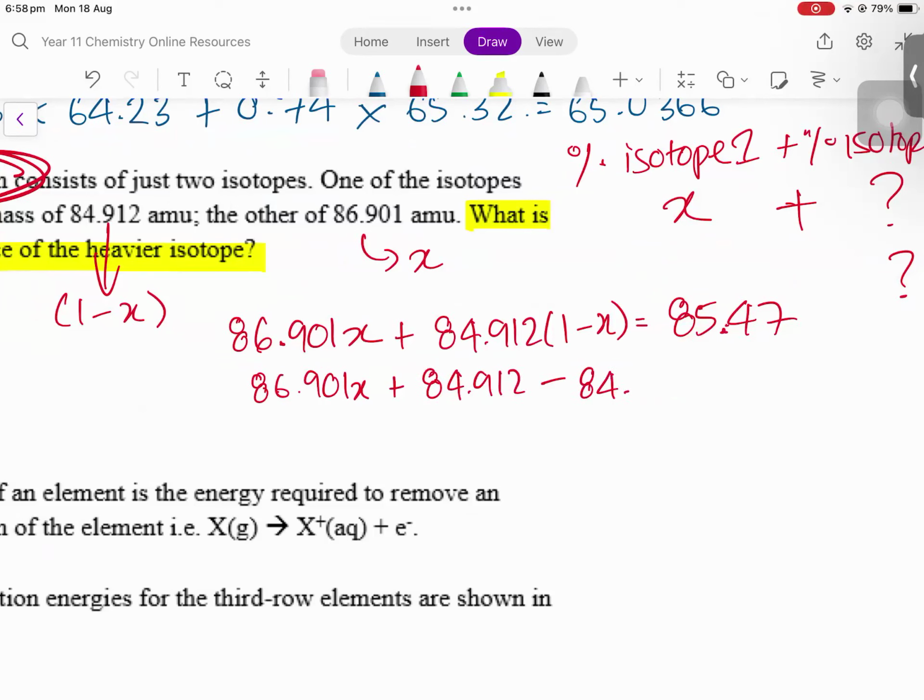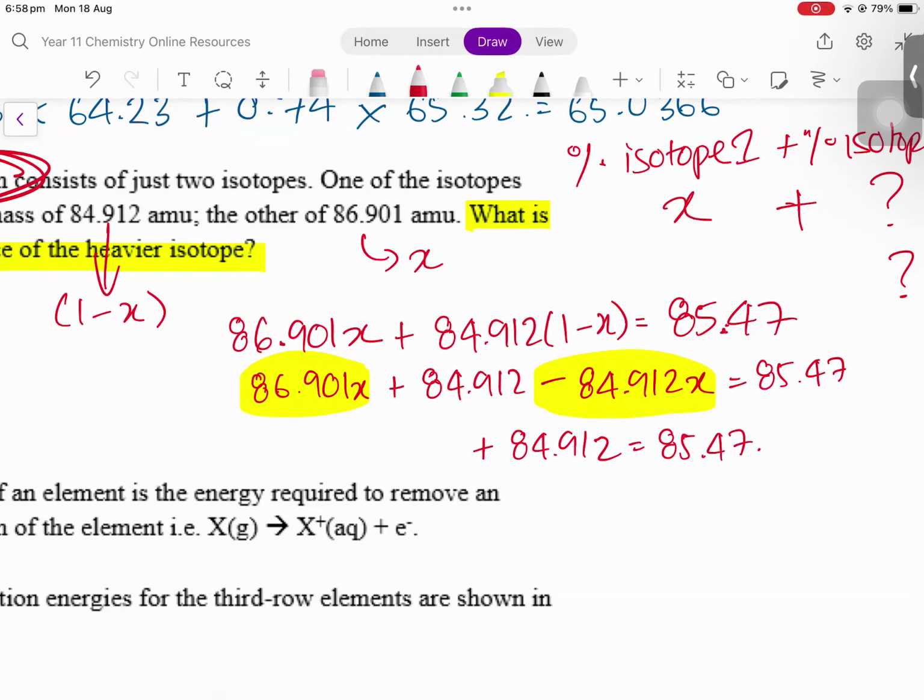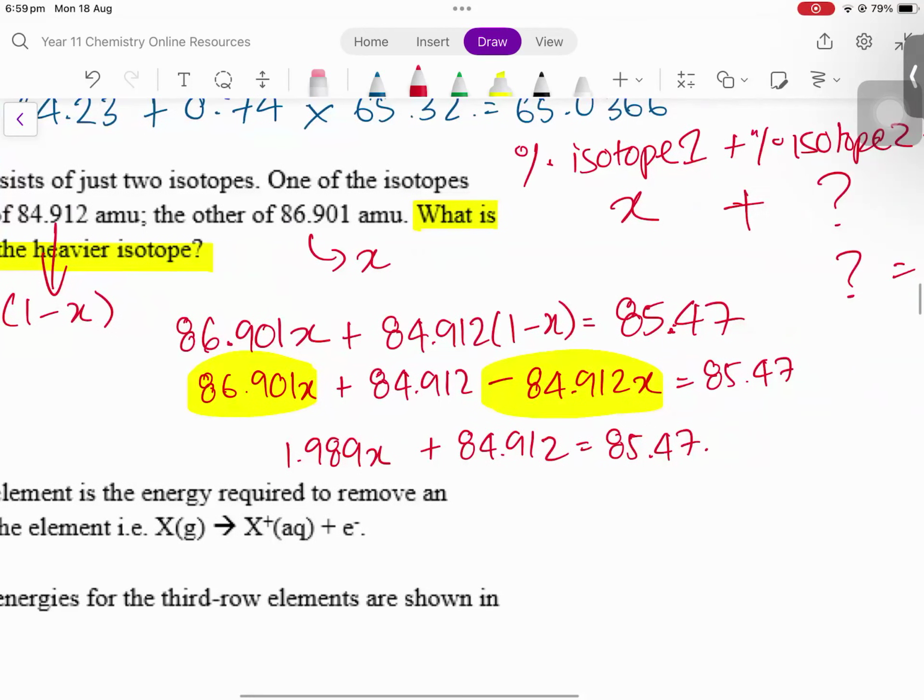Okay. These two get grouped together. Don't let the maths confuse you. These two get grouped together. Can you do that subtraction for me? What do you get for that? Plus 84.912 is equal to 85.47. So collect the like terms. When you do that first x minus the other x, what's the leftover? 1.989x. Thanks, guys.